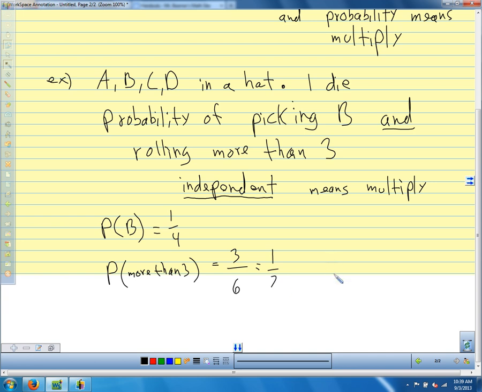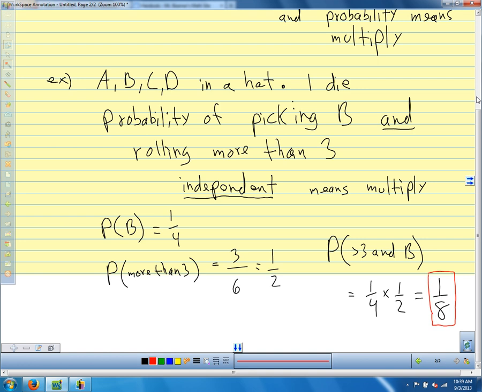So the probability of more than 3 and B, so I'm going to write it as greater than 3 and B. Probability of greater than 3 and B is 1/4 times 1/2 or 1/8. And that would be my answer. So I have a 1 in 8 chance of picking a B and rolling more than 3.